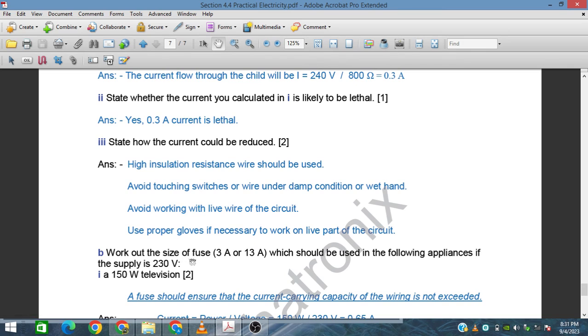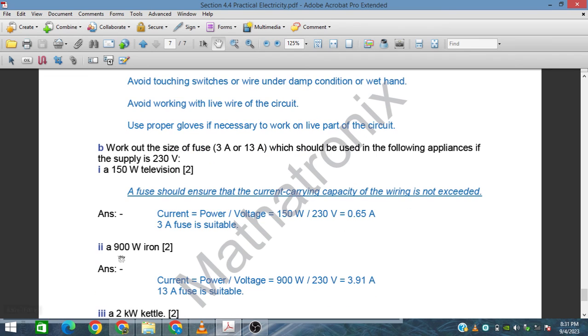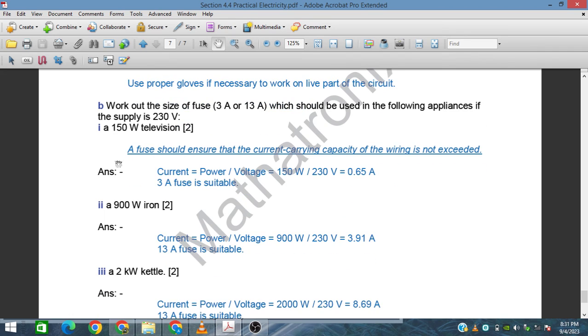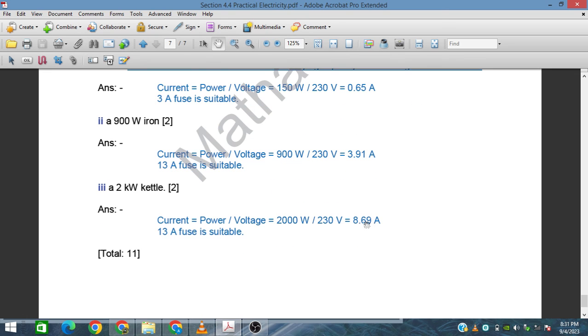Work out the size of the fuse which should be used in the following appliances if the supply is 230 volt. For a 150 watt television, the current is 0.65 ampere, so a 3 ampere fuse is suitable. For a 900 watt iron, the current is 3.91 ampere, so a 13 ampere fuse is suitable. For a 2 kilowatt kettle, the current is 8.69 ampere, power divided by voltage, so 13 ampere is suitable.